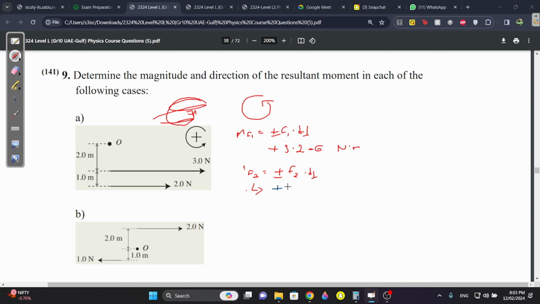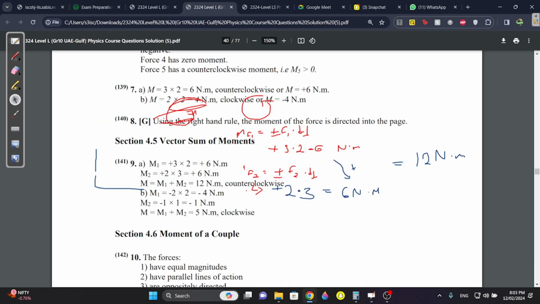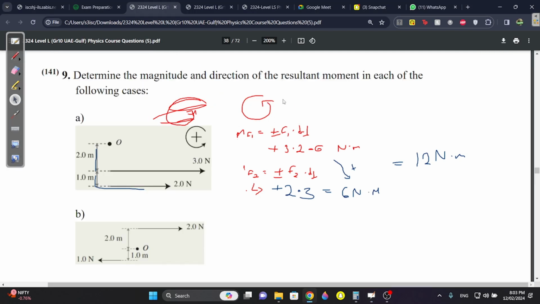Plus F2, which is 2 times the perpendicular distance, which is 3, because you have 1, 2, and 2, which is 3. So 2 times 3, you get 6 Newton meters. Okay, so what will be the resultant moment? It will be 12 Newton meter, because you add this 6 and this 6. Let me check, is this correct? Yeah, 12 Newton meter. And they also wanted the direction, so you have to say counterclockwise, okay?